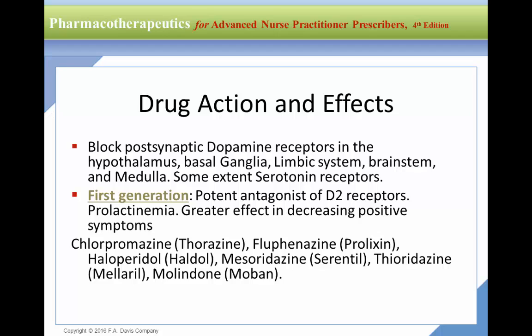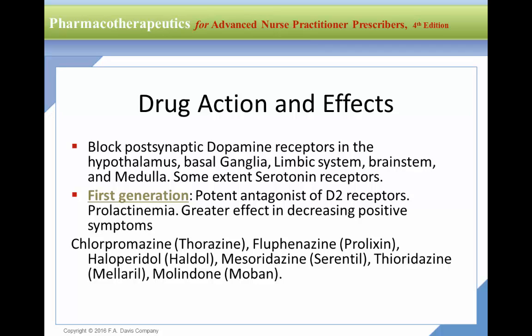And because we do block these receptors at the level of the hypothalamus, you would see CNS disorders associated as side effect. Basal ganglia, remember, that controls fine motor coordination and cognition, so you would see side effects related to that, which will be mainly related to Parkinson's disease. Limbic system will be mostly mood and affect, so you would see side effects associated with that as well.